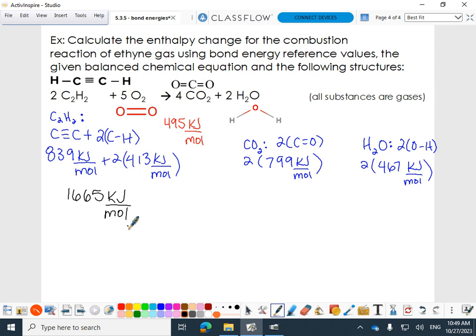I guess I put an equal sign, sorry. Oxygen is fine. There was only one type of bond. 2 times 799 is 1598. 2 times 467 is 934.